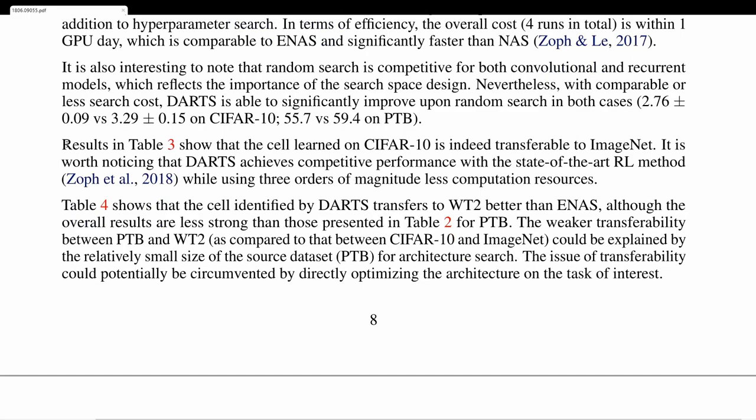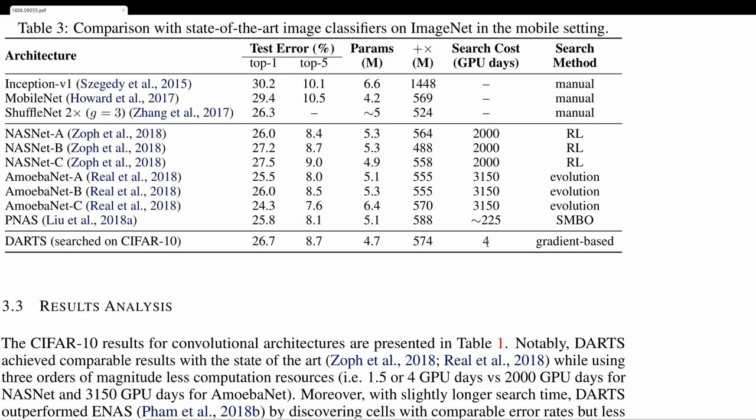Results in Table 3 show that the cells learned on CIFAR-10 are indeed transferable to ImageNet, so this is the transfer learning. CPU search days is just 4, and the test error is pretty good. Top-1 is 26.7 and top-5 is 8.7.